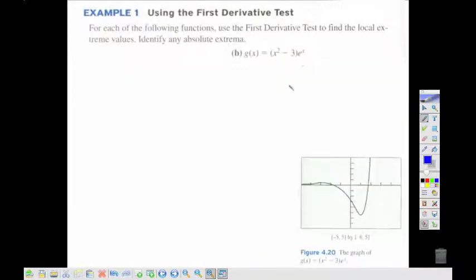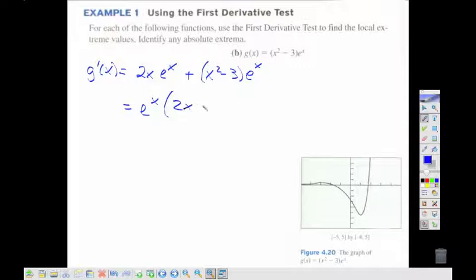For this one, it's going to take a little more work, because for this one we'll also take the derivative. We'll start with g prime of x. We'll have to use the product rule for this. So the derivative of the first would be 2x times e to the x plus x squared times e to the x. Now we can notice we can factor out that e to the x, leaving us with 2x plus x squared minus 3.